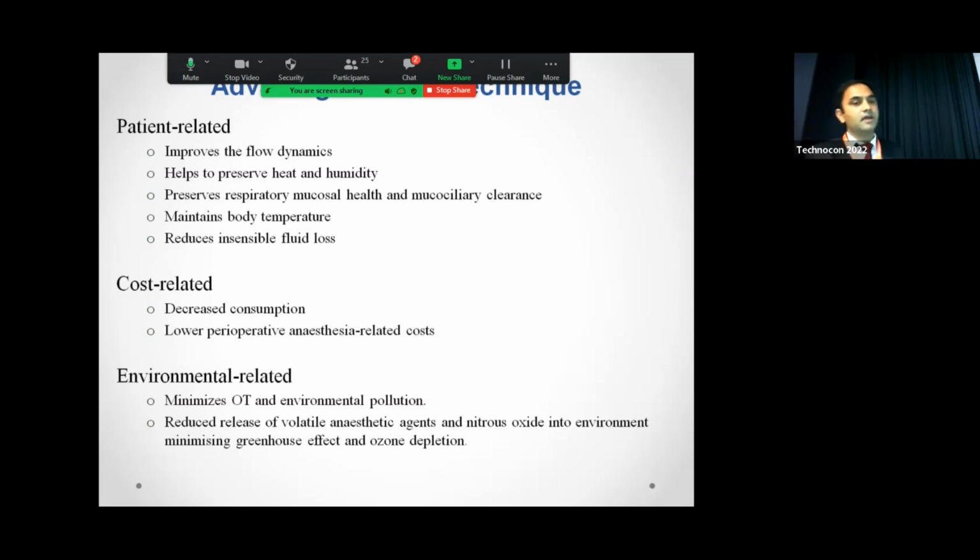Cost-related advantages are that it decreases the consumption of gases as well as anesthetic agents. Low flow also decreases the total cost of anesthesia.